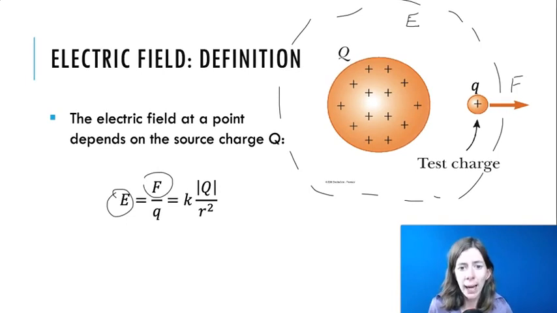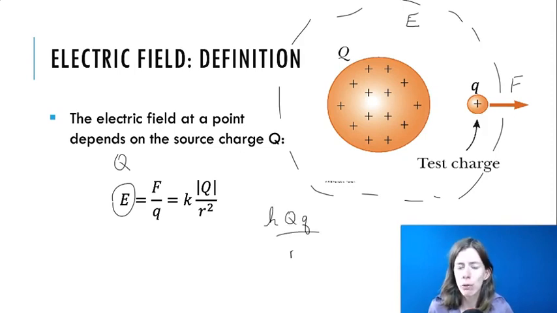So we divide the force by the magnitude of the test charge, because the electric field produced by big Q does not depend on little q. If we go back and think about F, the force between two charges given by Coulomb's law, it's given by K, big Q, little q, over r squared. That's the force between those two charges.